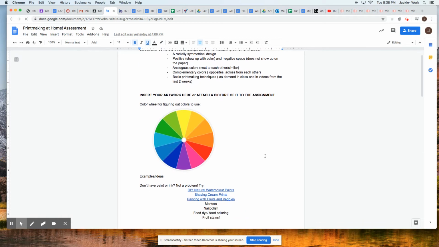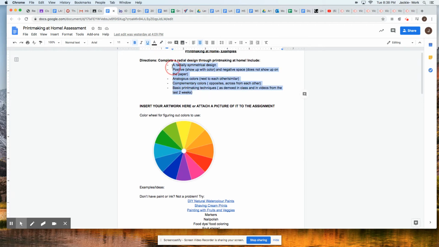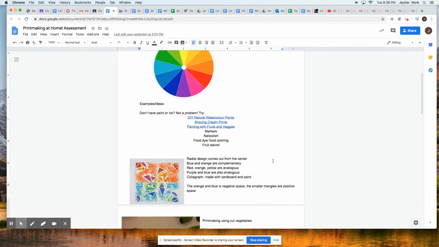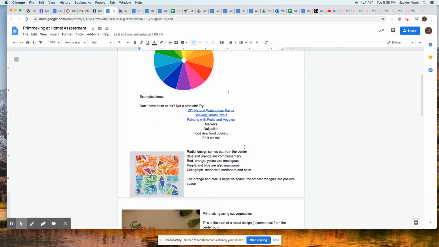But what you're going to do is, just like it says here, you're going to make a radial symmetrical design with positive and negative space, which is impossible not to do, using analogous colors, complementary colors, and basic printmaking techniques. So you're going to need to pick 2 analogous colors from here next to each other and 2 complementary colors from here across from each other. And using things that you can print with at home, which you might have ink or paint, but if not, markers, nail polish, food dye. There's videos here of how to make your own watercolor paints, of how to use fruits and vegetables. So anything that you can make a stain out of.